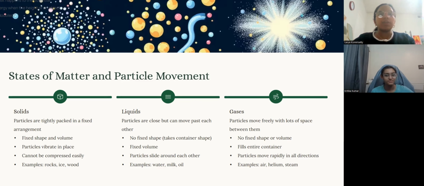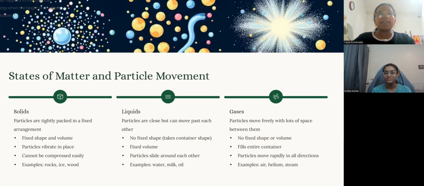And then we have liquids. These are particles that are close but can move past each other. So they have no fixed shape and they take the shape of the container they are in. They have a fixed volume and particles slide around each other. Examples could be water. This is where water comes in. And then we have milk, oil. You can also say shampoo, anything that's liquidy.